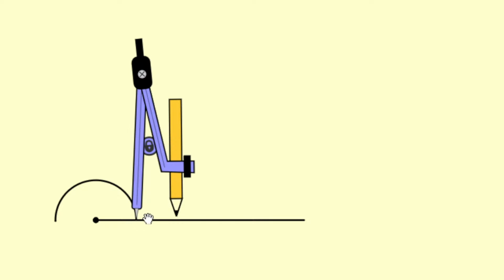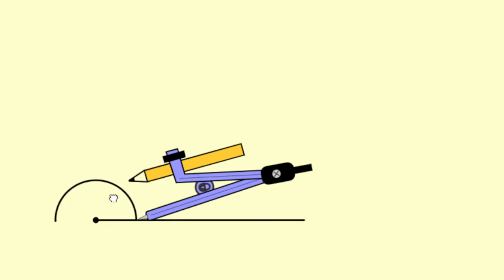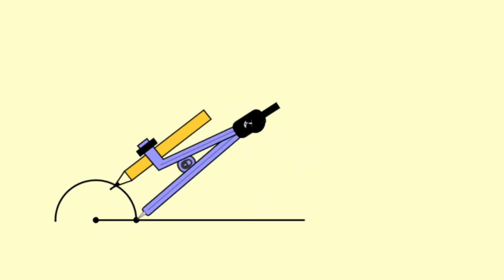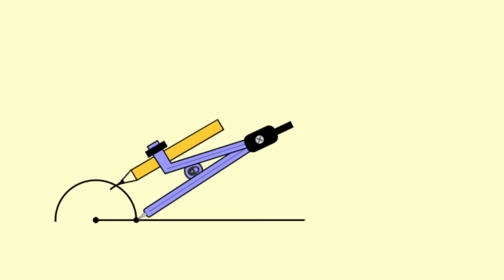Now keep your compass at this point. You can see where I have kept. At this point you have to keep it and draw an angle of 60 degree first. For 60 degree we have to draw one arc at this point. You don't have to change the radius of the compass.